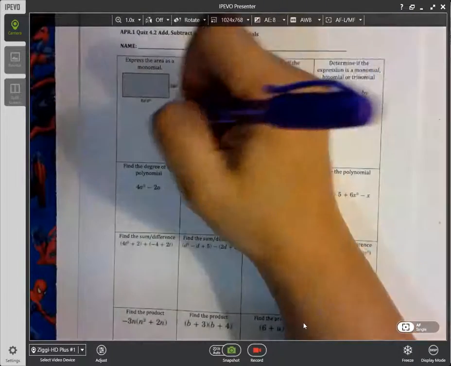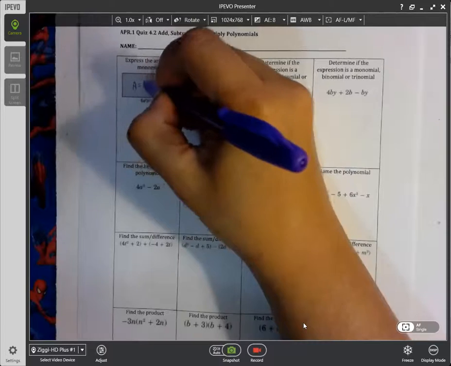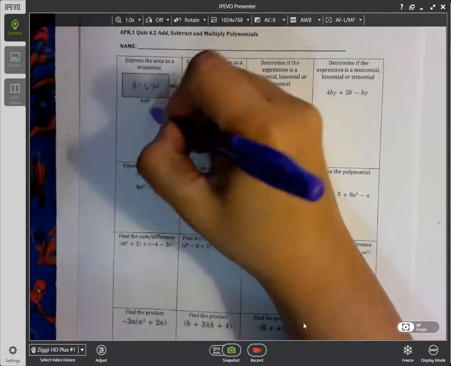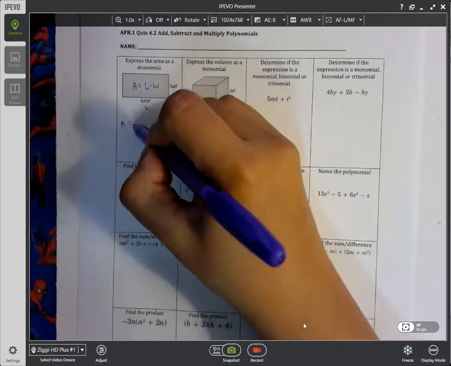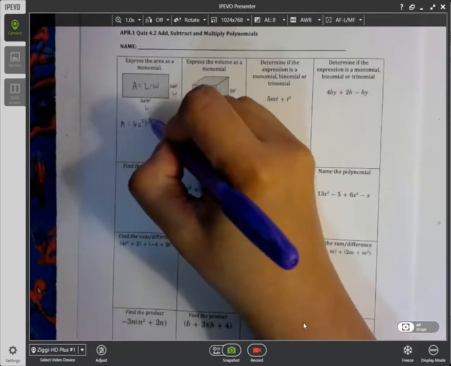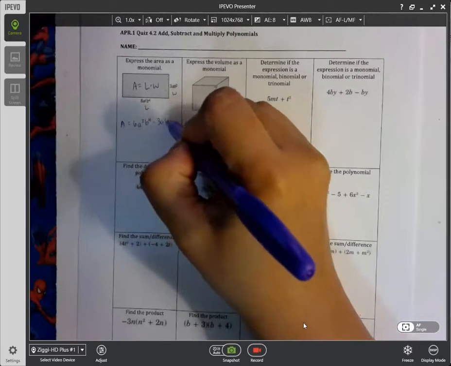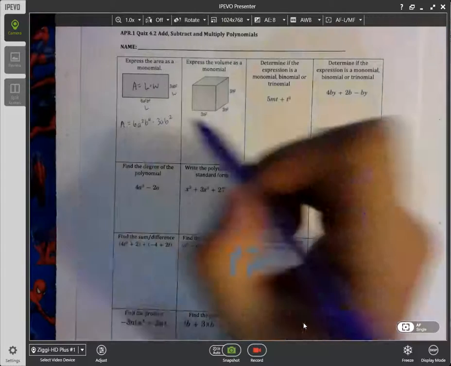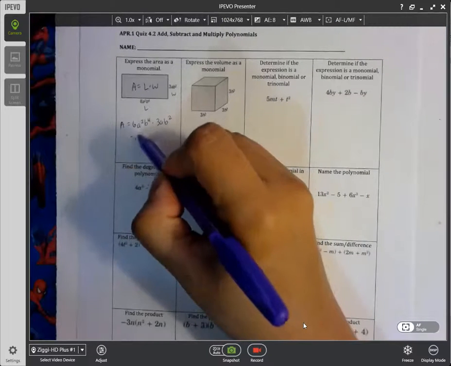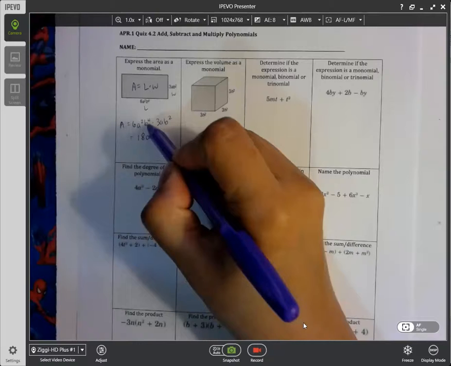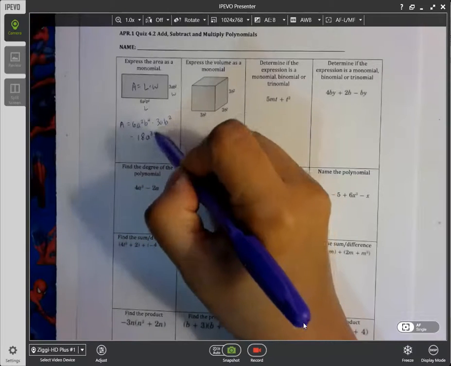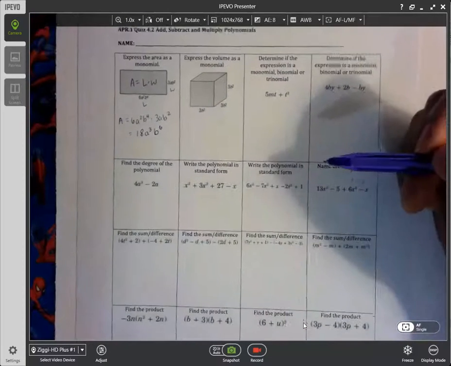This is the area of a rectangle, so area is going to be length times width. You can consider this the length, that the width. So the area is going to be 6a squared b to the fourth times 3ab squared. And this is just multiplication, so you can do 6 times 3 is 18. A squared times a is a to the third. B to the fourth times b squared is b to the sixth. Remember, you add those exponents when you're multiplying variables.